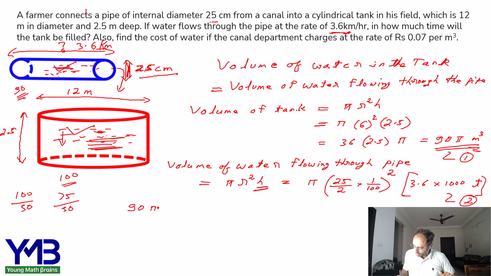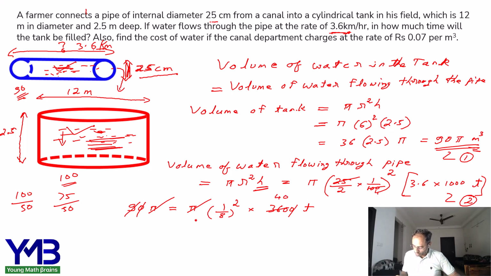Now if we equate this, what do we get here? 90 pi is equal to pi into, okay, here 25 4s are 100. So this becomes 1 by 8, 1 by 8 whole square into, so 3.6 into 1000 will be 3600 and t, right? So pi and pi cancels out, the 10 here and the 10 here cancel out, and then we have 90 by 10, so 360.